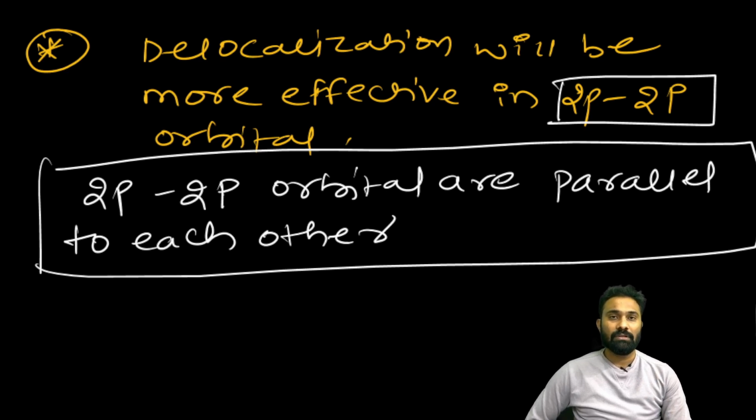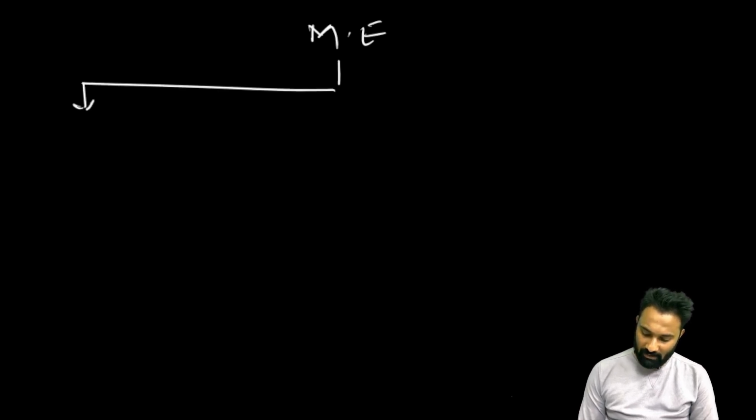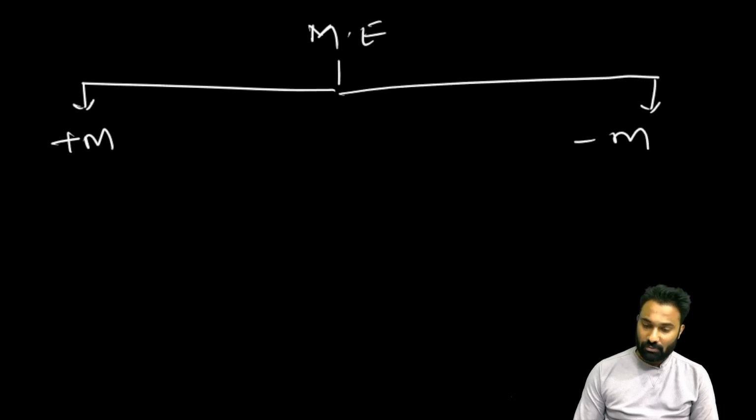Clear? Now we'll see how the mesomeric effect has been divided. The mesomeric effect has again been divided into two types. In the inductive effect we have seen the plus I groups and the minus I groups. In the same way, the mesomeric effect has also been divided into two types: the plus M groups and the minus M groups. Now, how to identify the plus M groups and how to identify the minus M groups?